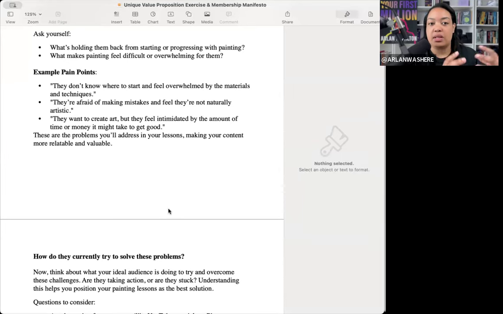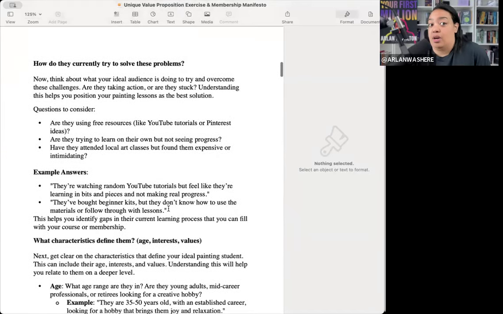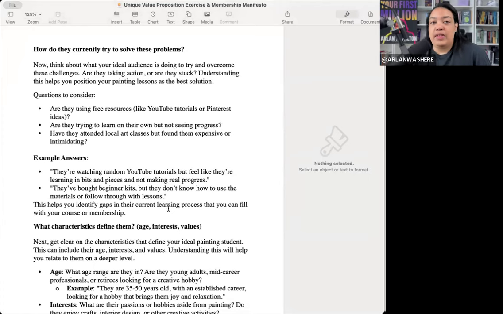There's always going to be this classroom element to it. This makes your content more relatable. And again, it makes it more valuable what you're offering. And then think about how they currently try to solve these problems. Now, your competition per se could be a person, a company, or it could just be a hacked way, like a duct tape way that somebody does this now. So think about your ideal audience, what they're doing to try to overcome those challenges.